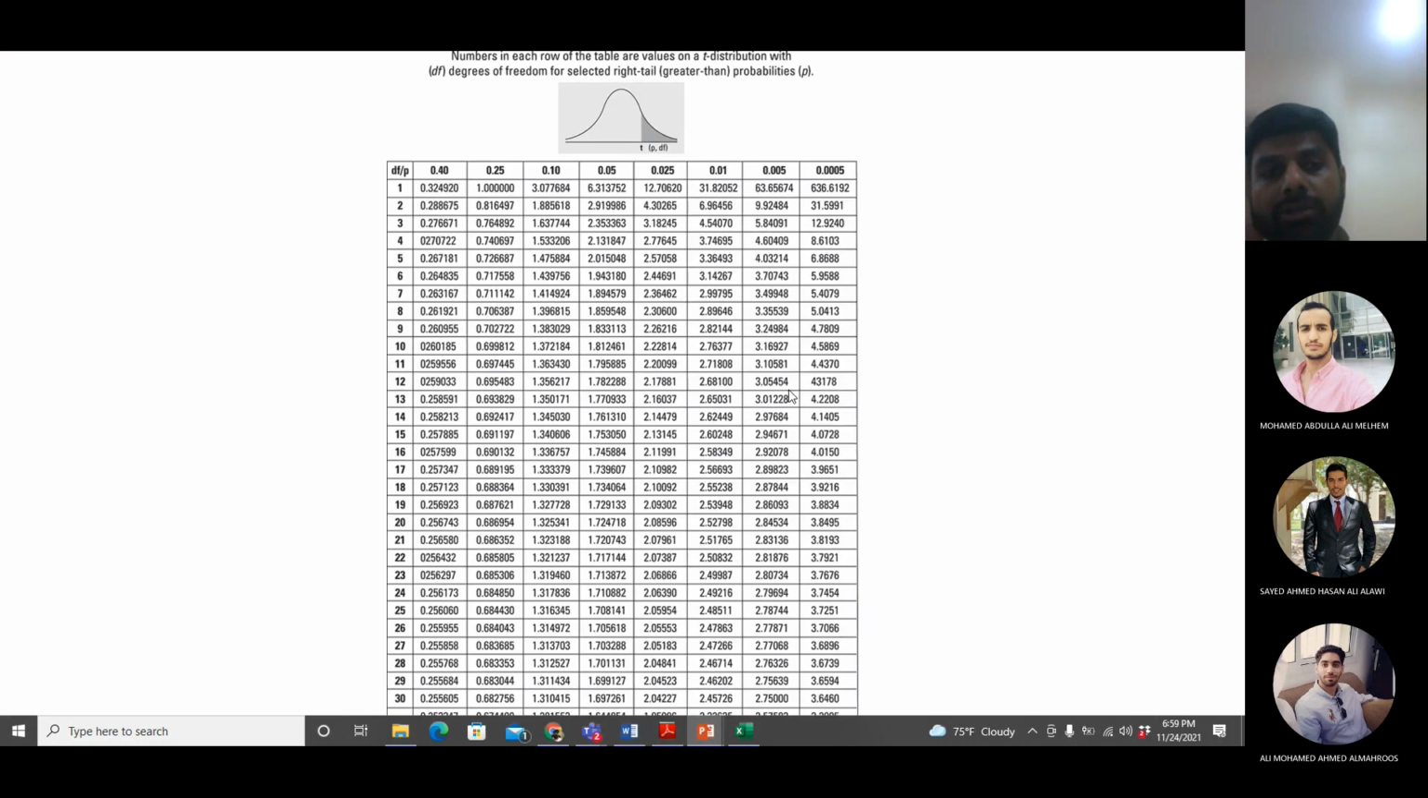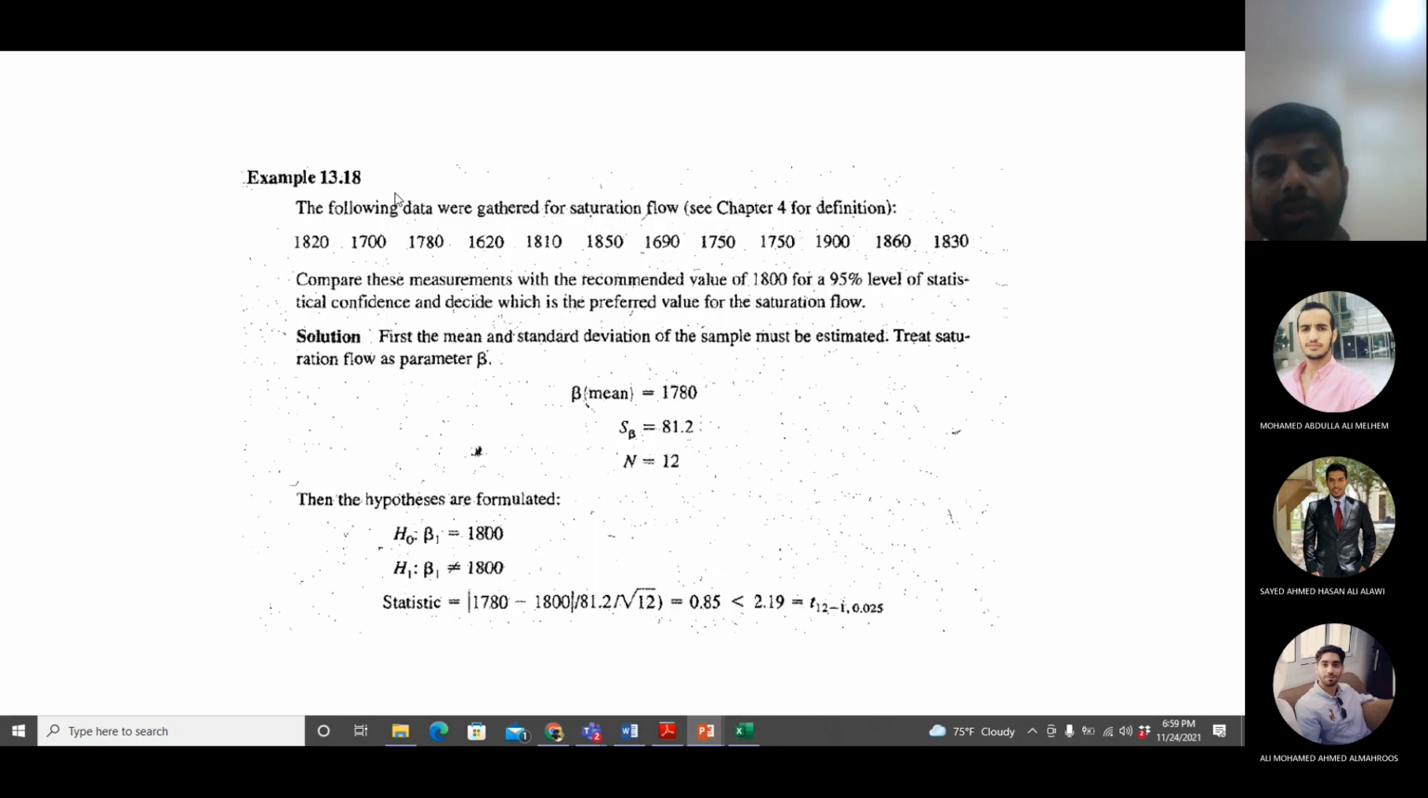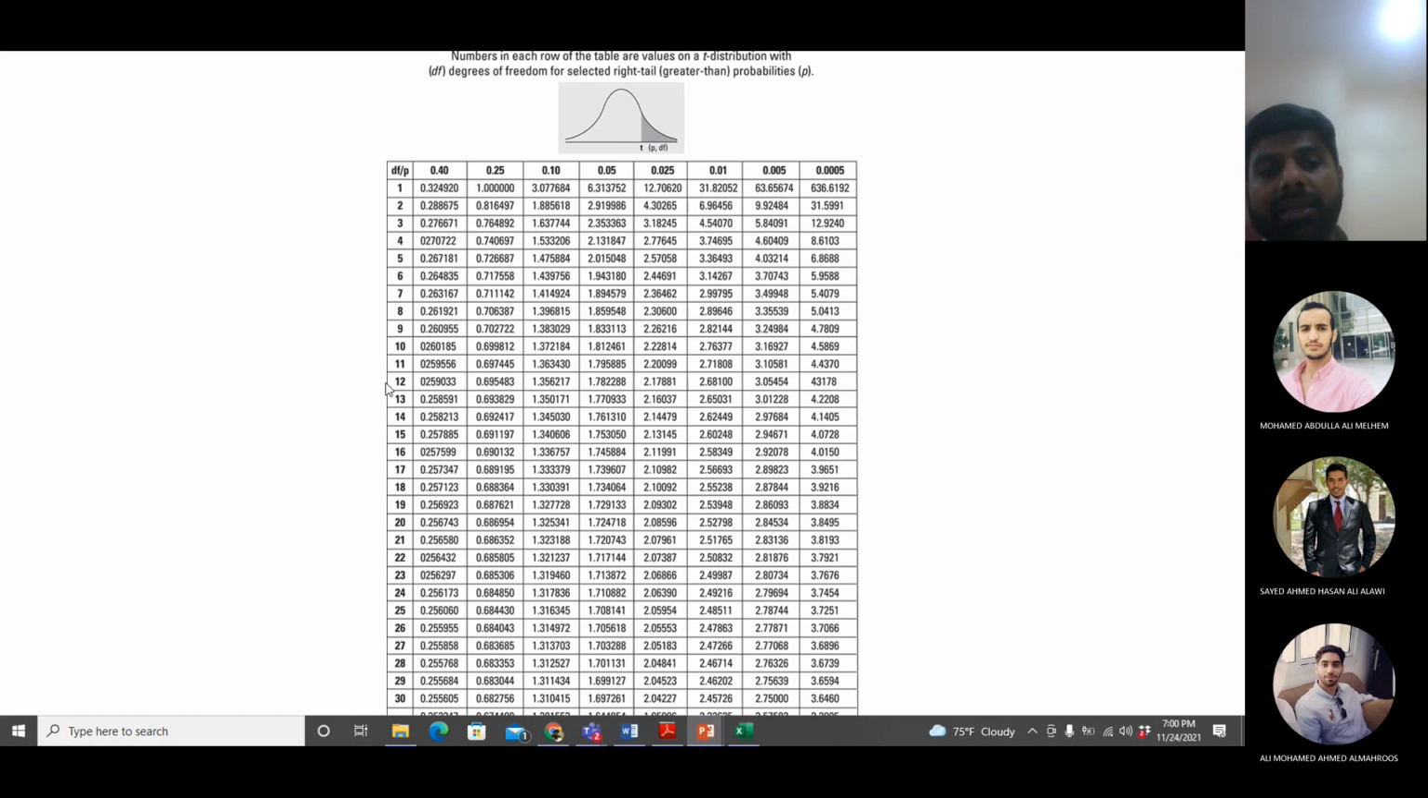Now I'll go to the t table. This is a t table. The probability you are trying to find is on the top row, and the degrees of freedom is this value, 12 minus 1. So alpha by 2 is considered the probability, and the other parameter, n minus j minus 1, is the degrees of freedom. So 12 minus 1 means 11. Degrees of freedom, df, is 11 here.